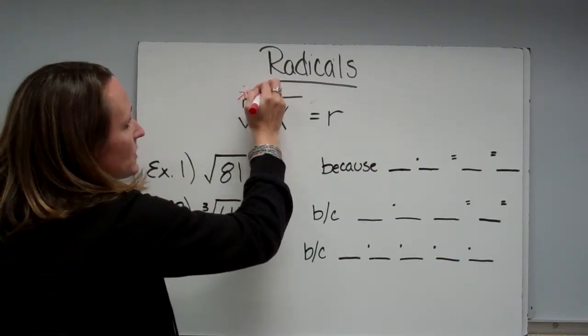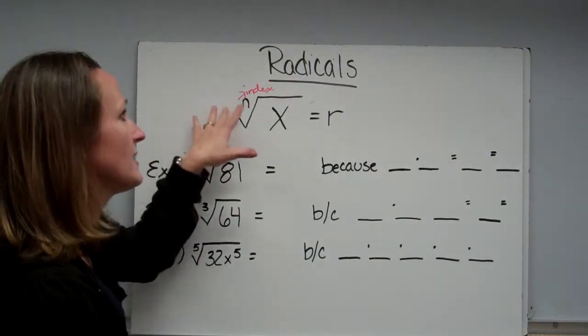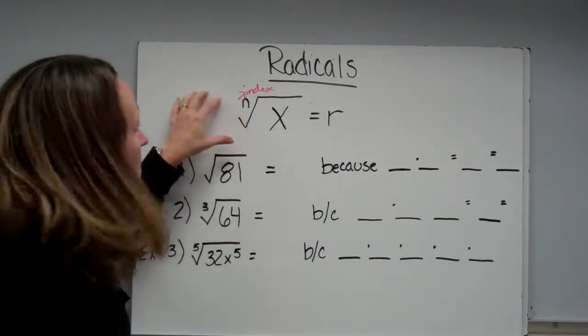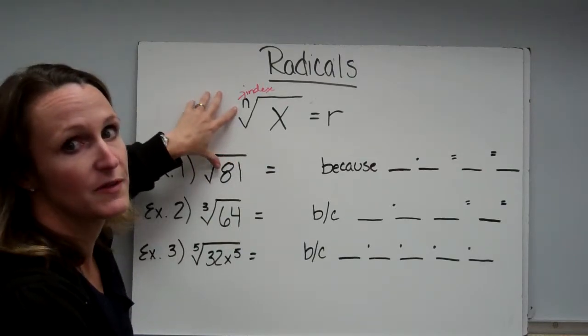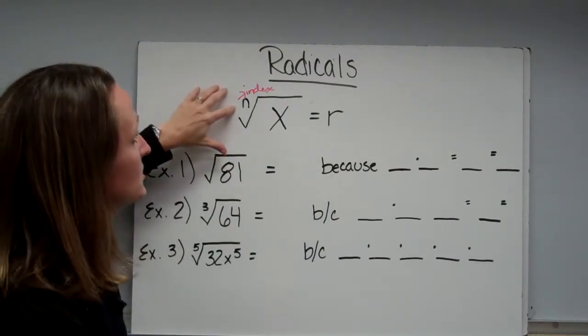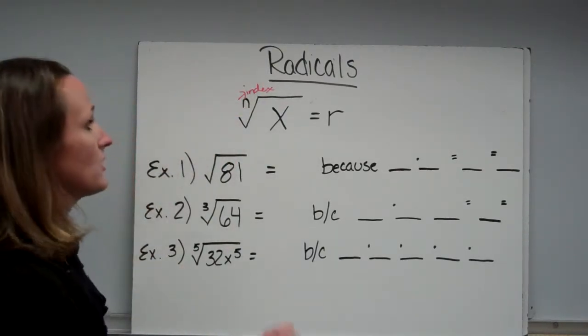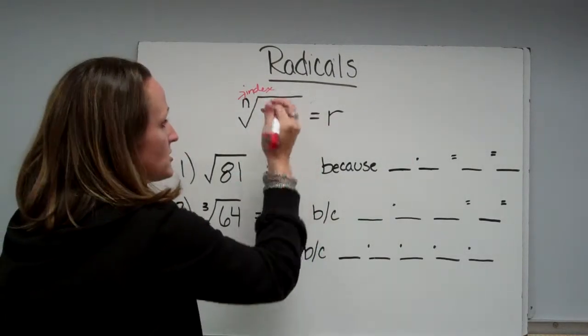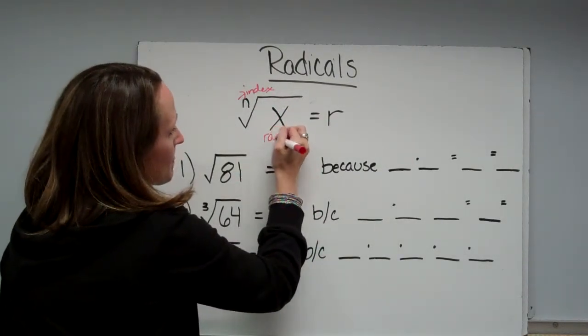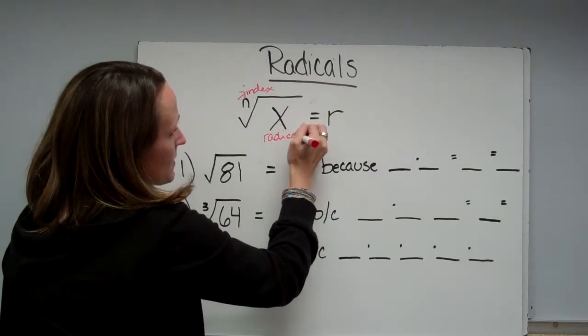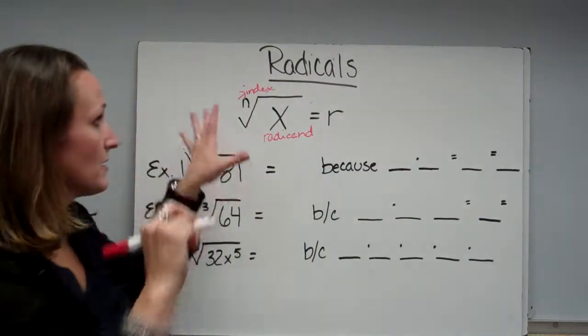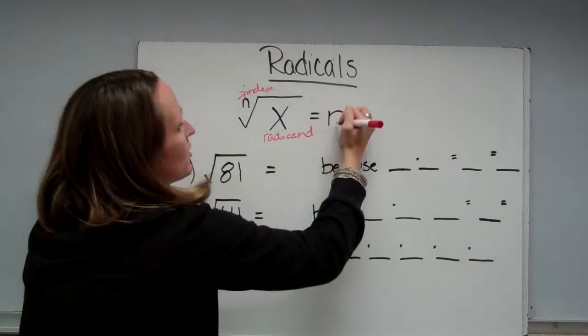Now if you're looking at a square root, you don't always have an index, but sometimes it's a cube root or a fourth root or a fifth root, in which case you do have an index. So this is actually very important. This number under here, this term, is called the radicand. And the number that you get, the resulting term, is called the root.